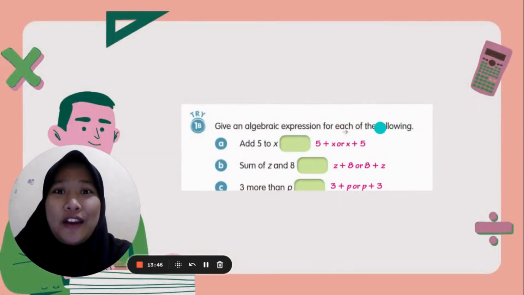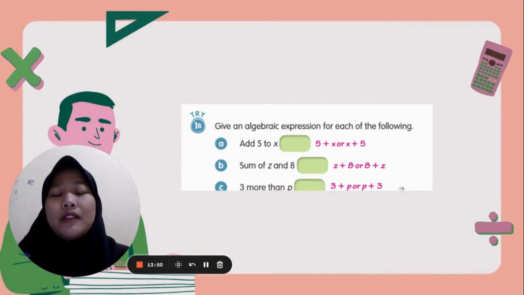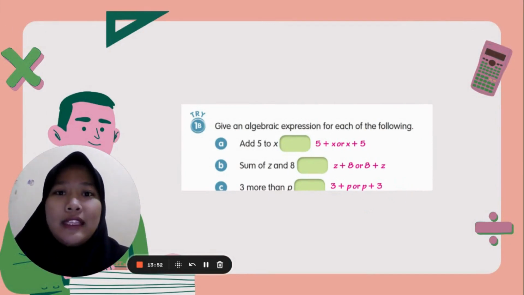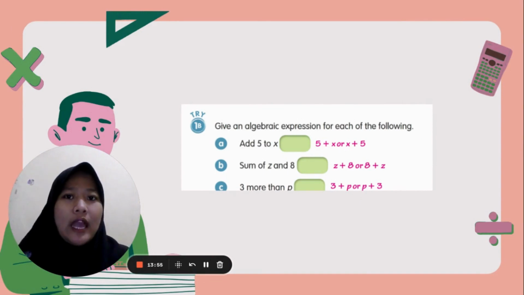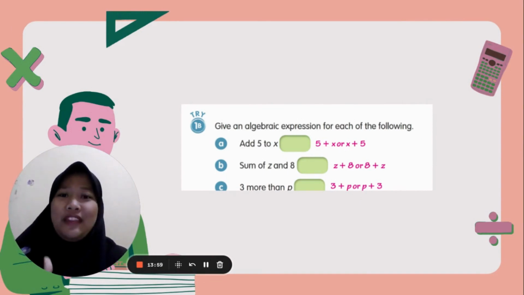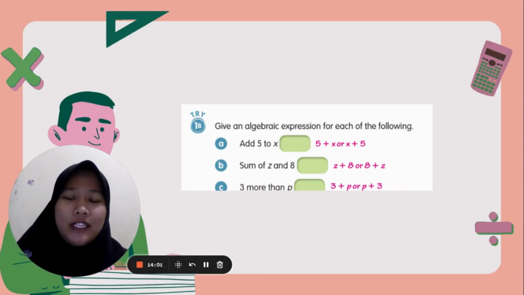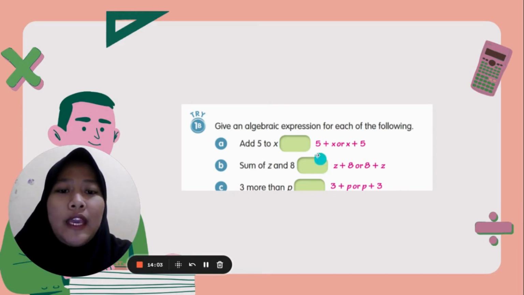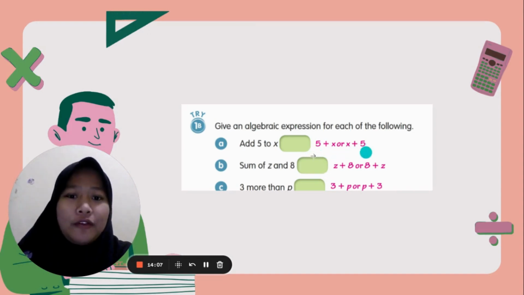Yes, these are the correct answers. Add means you have to plus the numbers and the letters. Don't hesitate when you see a combination of letters and numbers because it will be the same expression at the end. So in here you can write 5 plus x or x plus 5.